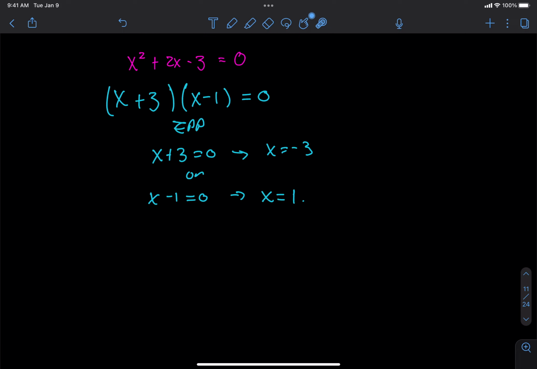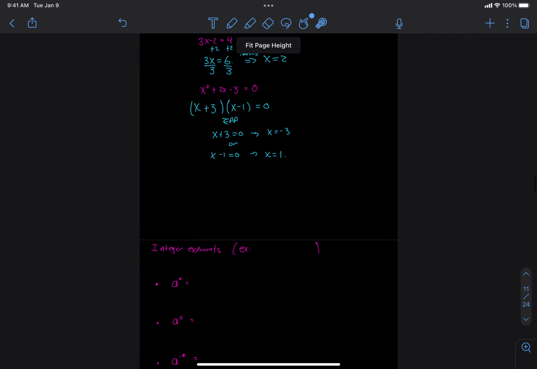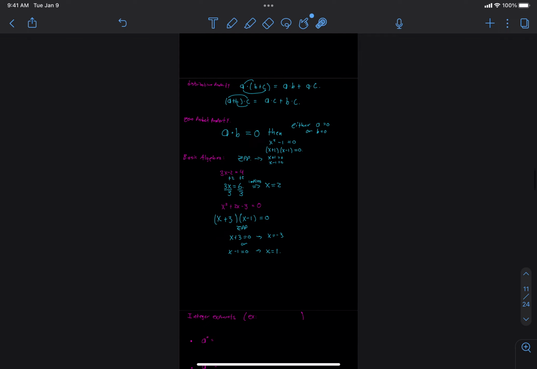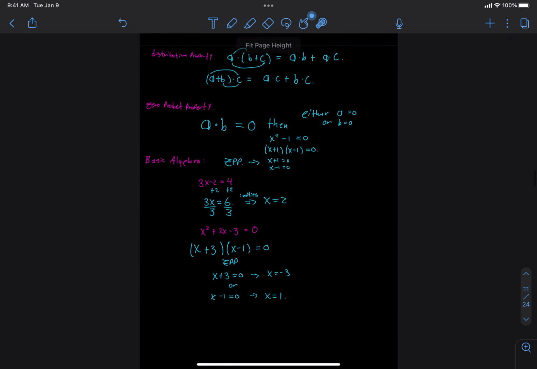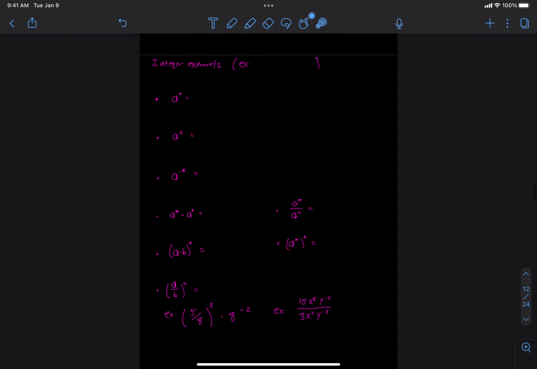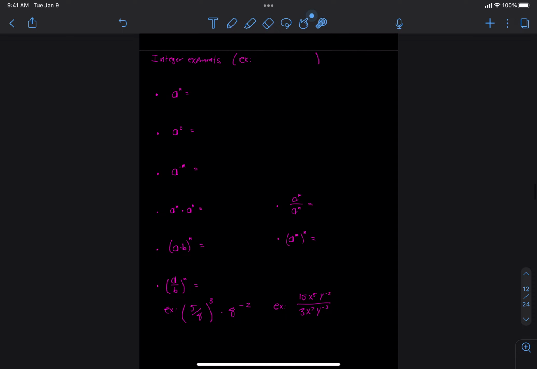And you can see how if I put in 1 here, 1 minus 1 would be 0, right? Or if I put in -3 here, then -3 plus 3 would be 0. Okay. We'll talk more about factoring in a minute. But any questions about the distributive property, the zero product property, or basic algebra? All right, if not, then let's get on to the meat for today, which is going to be integer exponents.